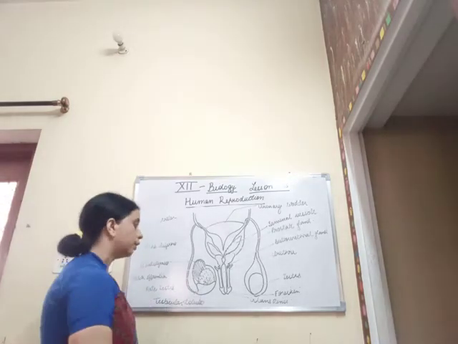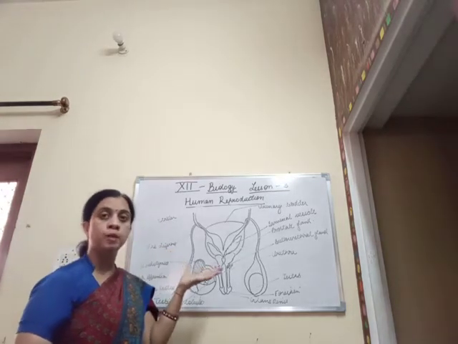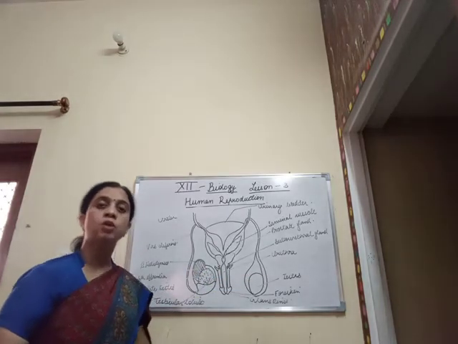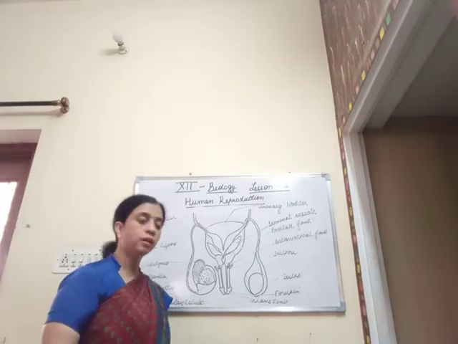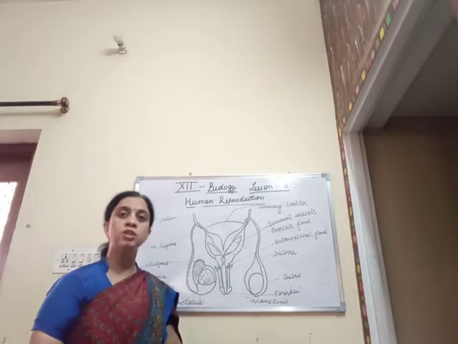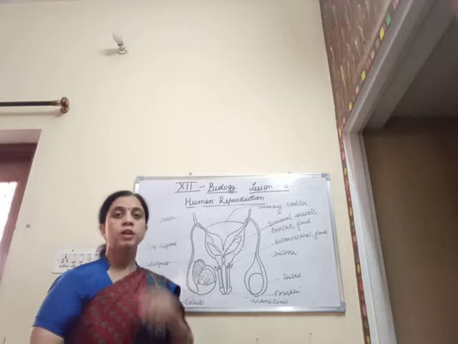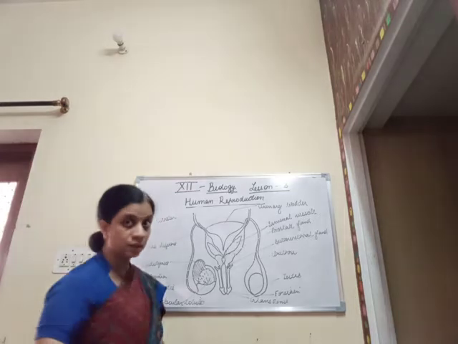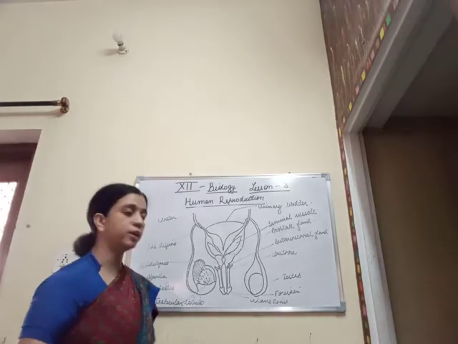As I told you, the male reproductive organ is a pair of testes. These testes are present in the scrotum, outside the body in the lower abdominal region. The reason, as I told you, is that when the testes lie outside the body, the temperature goes down by 2 to 2.5 degrees Celsius, and as a result, the development and maturation of the sperms become possible. That is the very basic reason why the testes are descended in the scrotum outside the body.